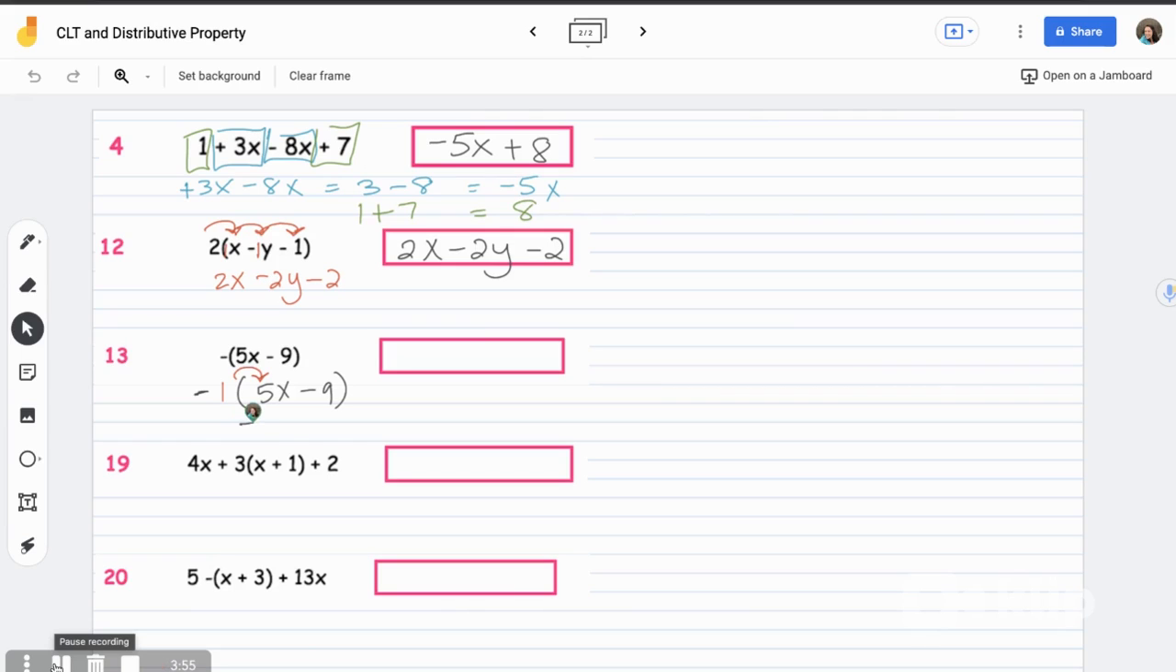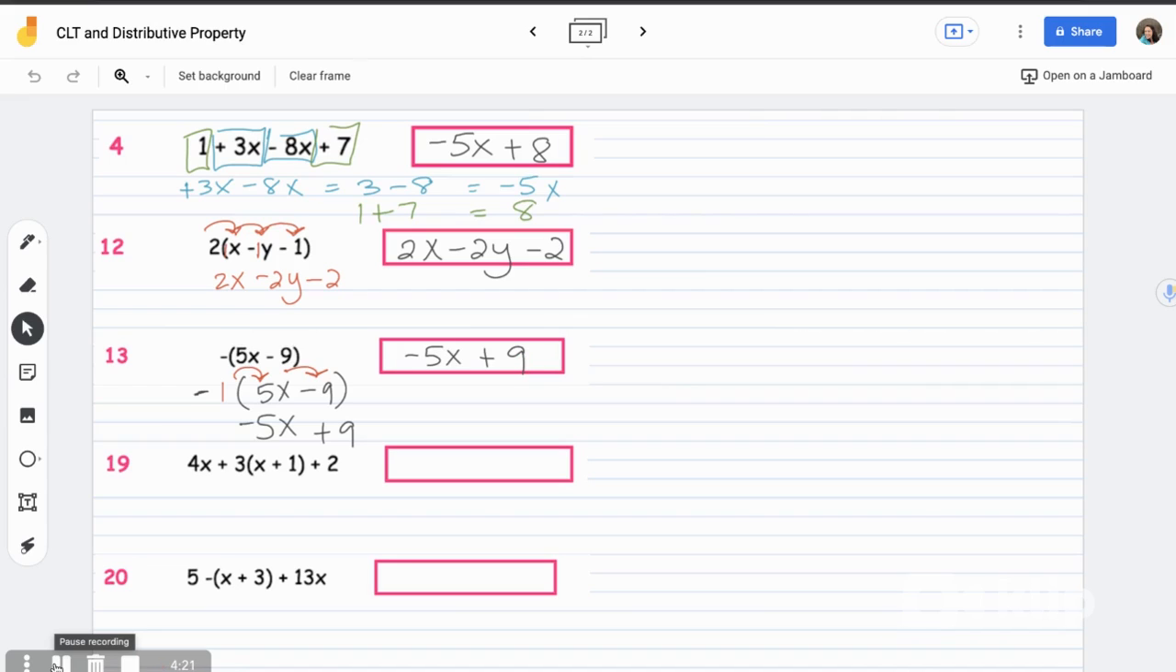And again, you can check all of these with the calculator if you are not sure. And negative 1 times a negative 9, because remember you're taking the sign in front of the number, is going to give us a positive 9. Cannot combine any terms there. So my answer is going to be negative 5x plus 9.